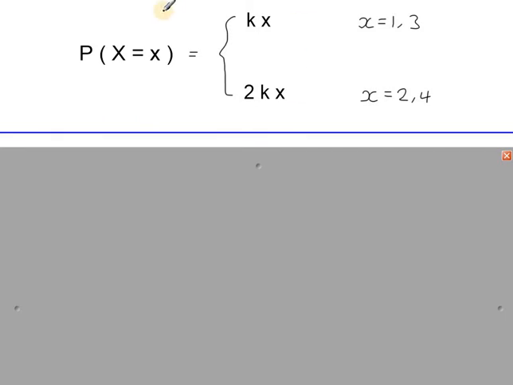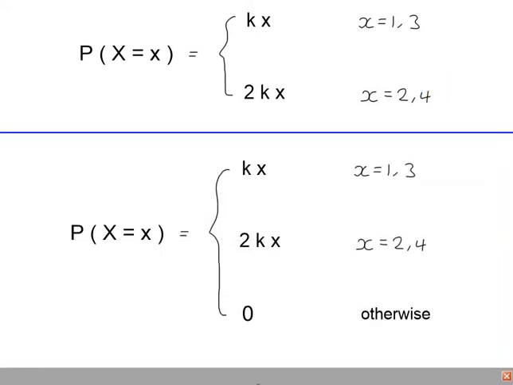Now this definition for the probability distribution of the discrete random variable x takes into account these values of x. What about x equals 5 and x equals 6 and other values that x could take? Now we can cater for those by adding on something to our definition for the probability distribution, and that's to say that if x takes any other value other than the one specified here, hence the word otherwise, the probability for those values is 0.